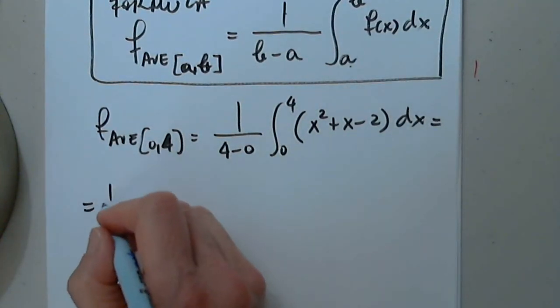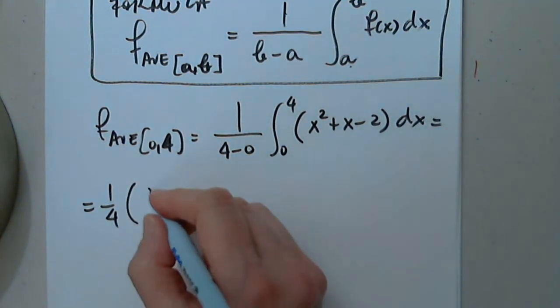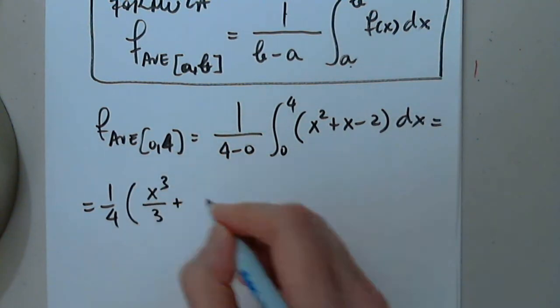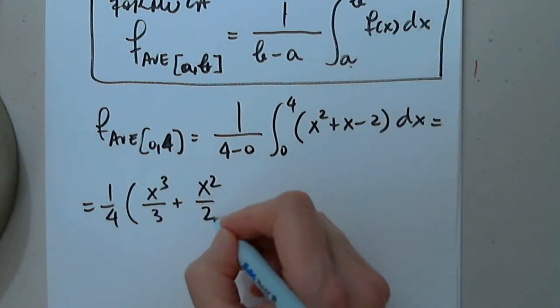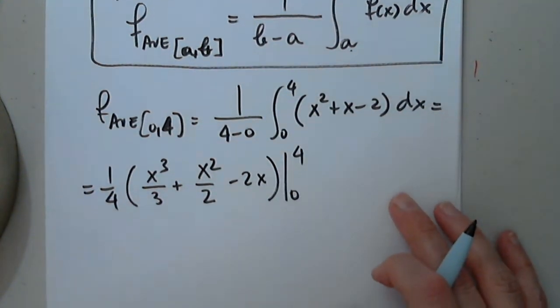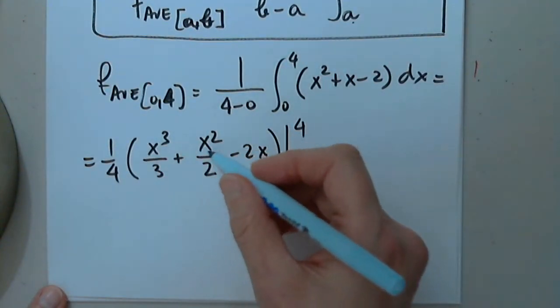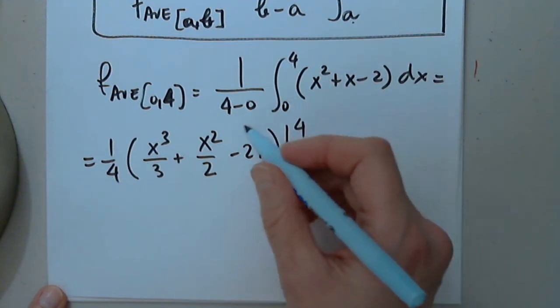So in front 1/4, the antiderivative, we know that this is x to the third over 3 plus x squared over 2 minus 2x from 0 to 4. Because this is a polynomial function, when I plug in 0, everything will be 0, so I only need to plug in 4.